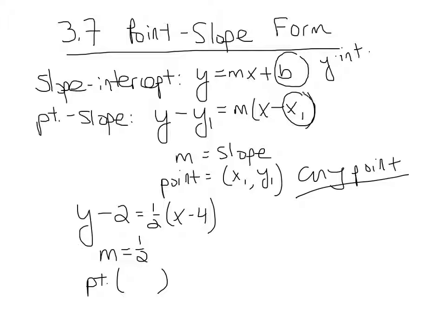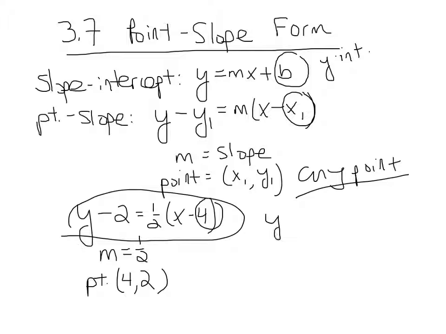Well, here's x sub 1 in the equation, and in this problem, it's 4, and y sub 1 is what comes after the minus sign, which is 2. So we know that this line, which is in point-slope form, has a slope of 1/2 and must pass through the point 4, 2. Well, what if we don't have minus signs in our equation?